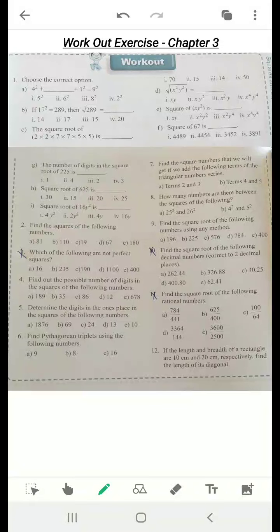Hello dear students, in various videos I explained chapter number 3, that is squares and square roots. I explained the properties of square numbers, methods to find squares, and methods for finding square roots. So many topics I covered through so many videos.